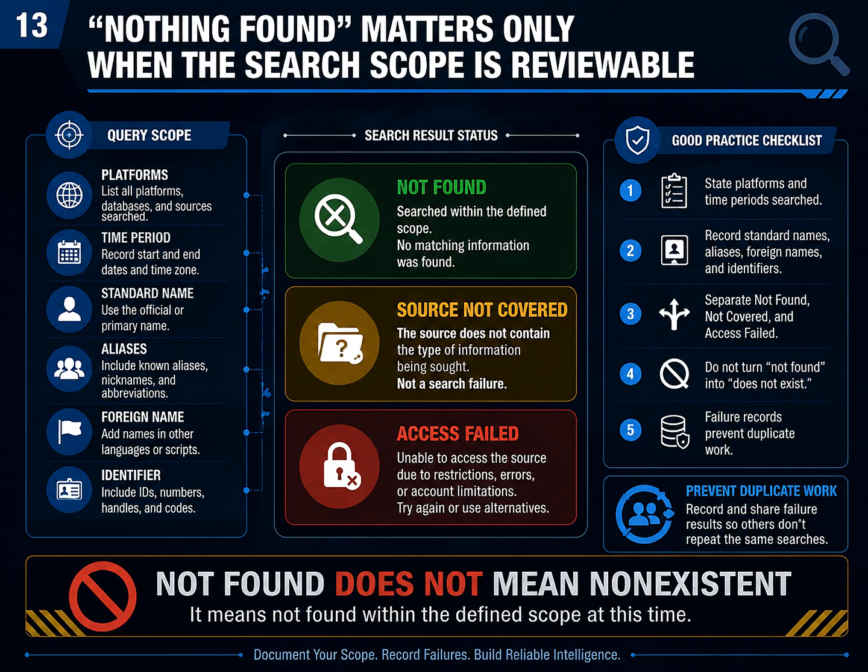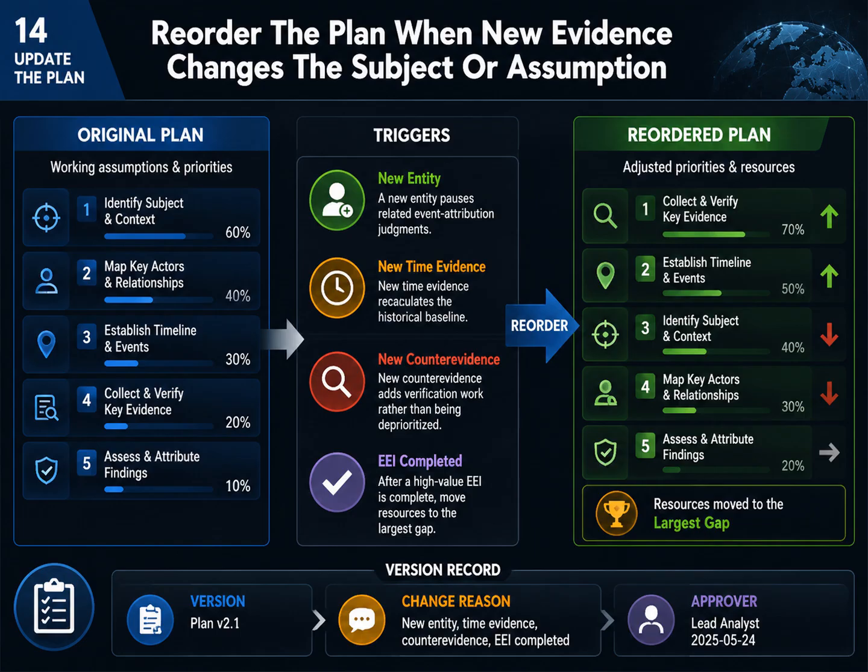A failure log limits the conclusion and prevents the team from duplicating work. A collection plan is not written once and followed mechanically to the end. If a new legal entity appears, pause event attribution. If the event date changes, recalculate the baseline. If strong counter-evidence appears, add verification tasks rather than lowering its priority.